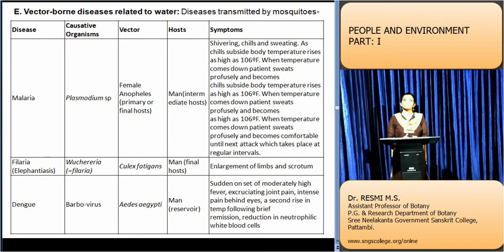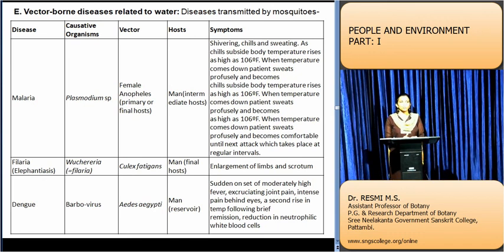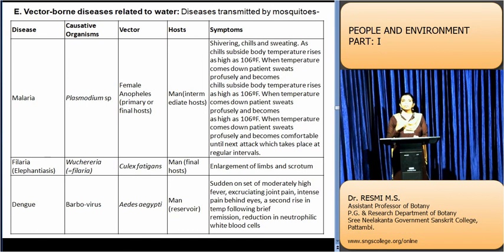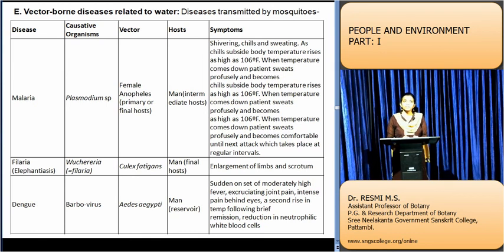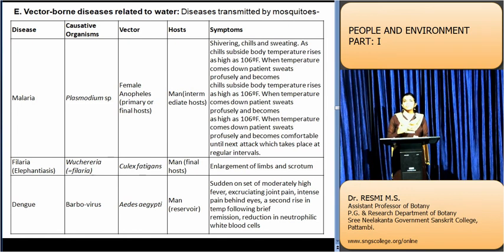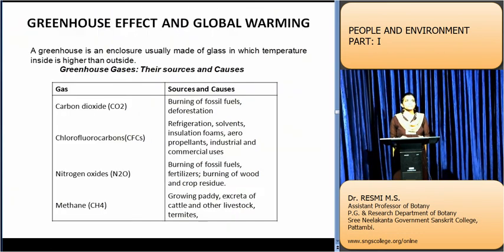And dengue, which is the most common disease nowadays, is caused by an arbovirus, and the vector is the Aedes aegypti mosquito, and man is the host. Again, symptoms are sudden onset of moderately high fever, joint pain, chest pain, pain behind the eyes, a second rise in temperature after brief remission, reduction in white blood cells, etc.